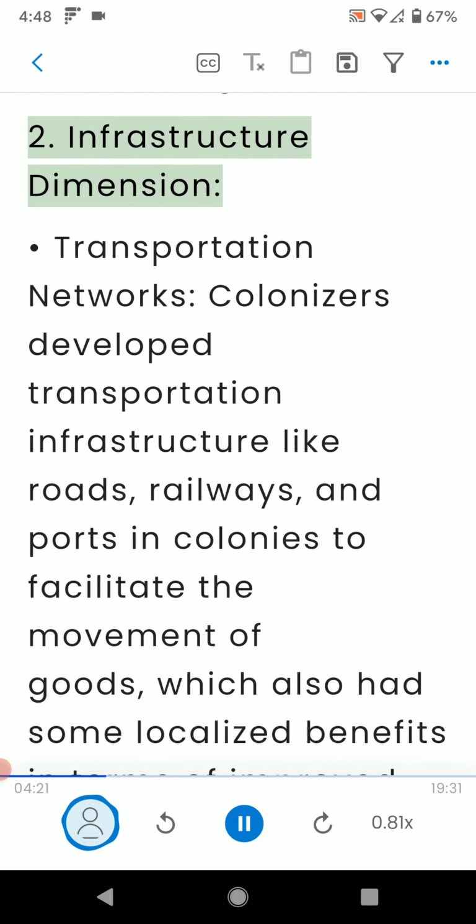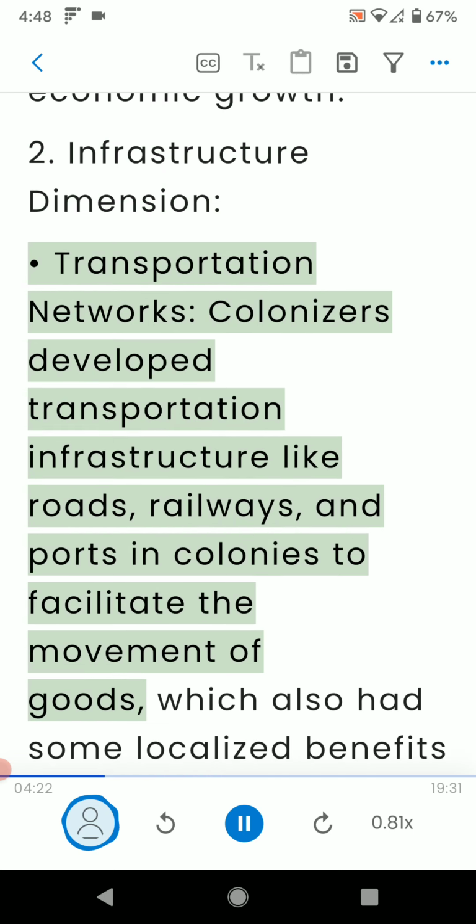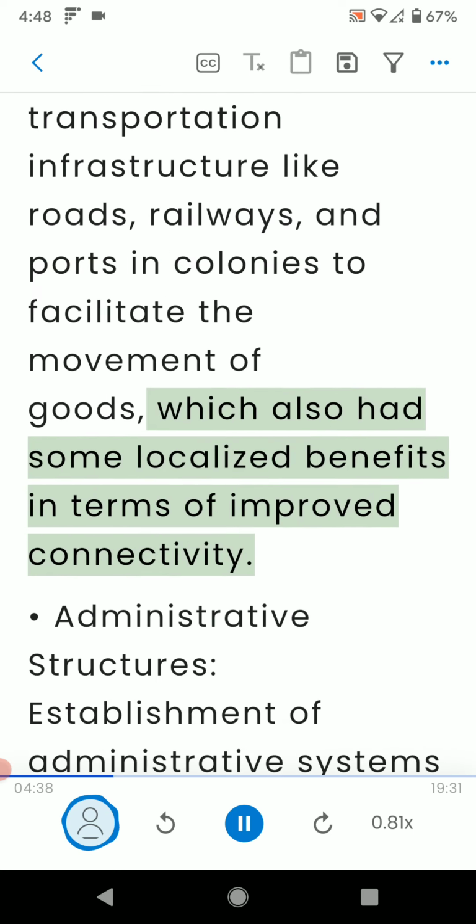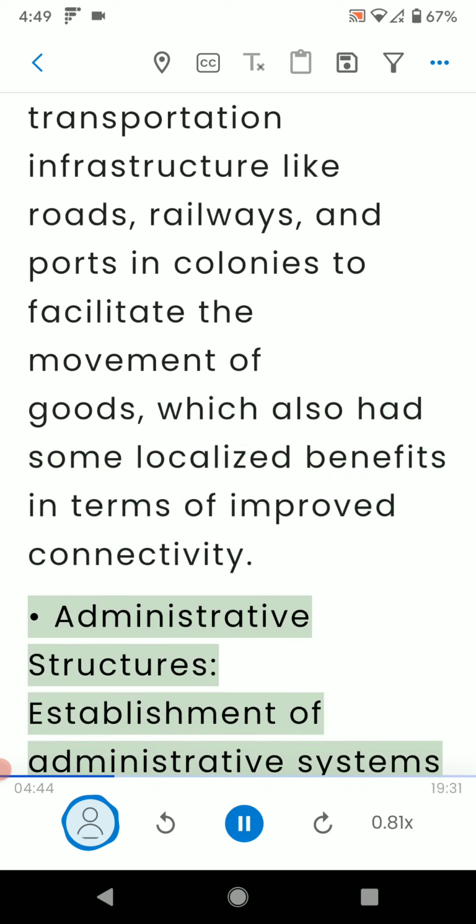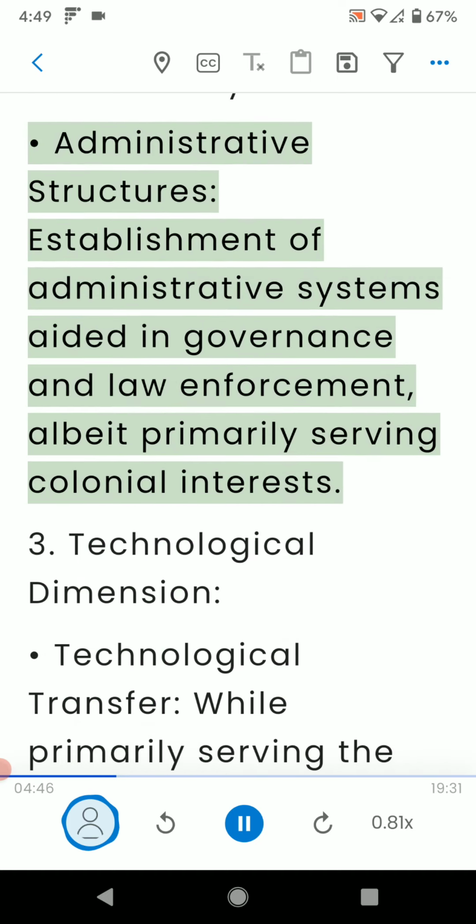2. Infrastructure dimension. Transportation networks. Colonizers developed transportation infrastructure like roads, railways, and ports in colonies to facilitate the movement of goods, which also had some localized benefits in terms of improved connectivity. Administrative structures. Establishment of administrative systems aided in governance and law enforcement, albeit primarily serving colonial interests.